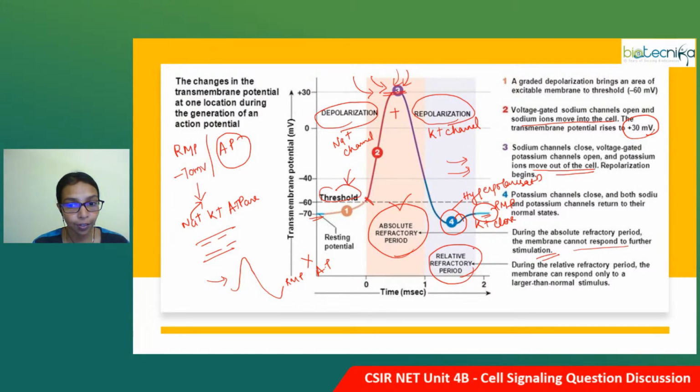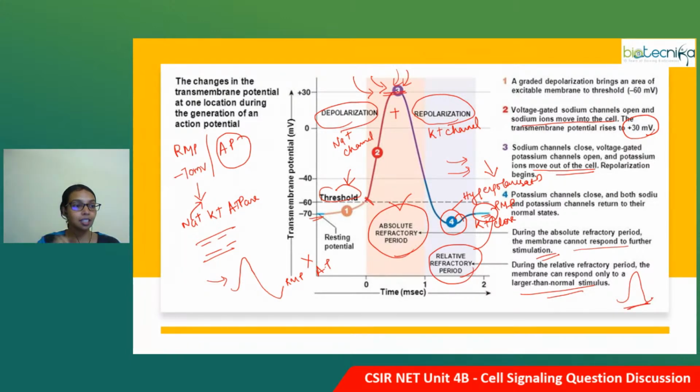What is the relative refractory period? Once it reaches the RMP, after hyperpolarization, you need to provide a stimulus that is larger than the normal one. So this leads to what? Another action potential.